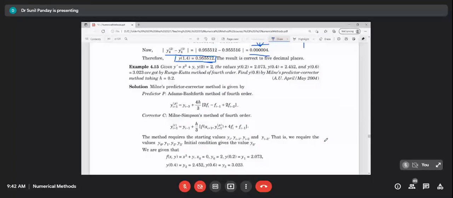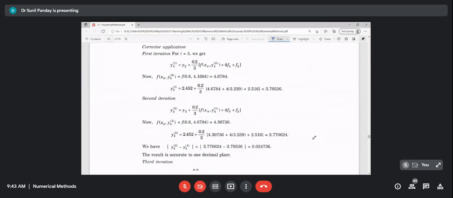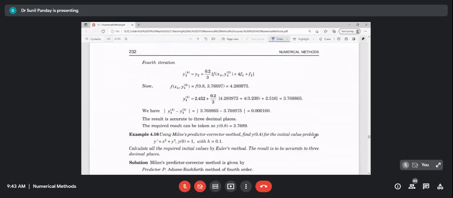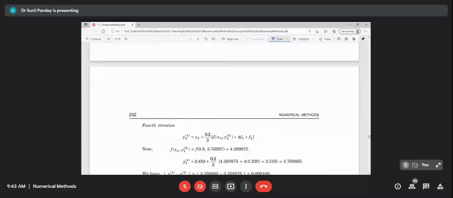Then we have this another problem. Here we have to use Milne's predictor method. So we'll discuss this in the next class, and I will check what topics are remaining in your syllabus, and then I will continue from the next class. When can we have class test two?